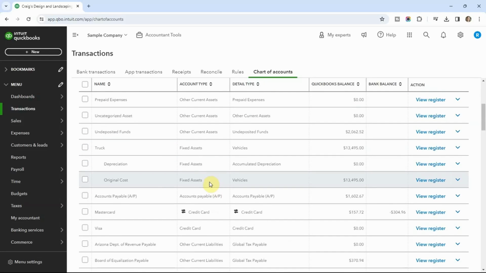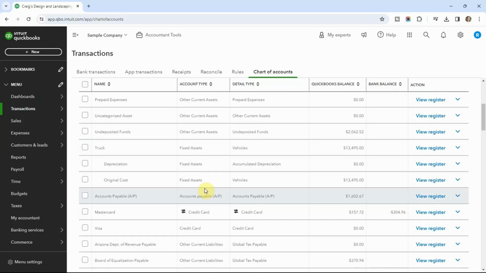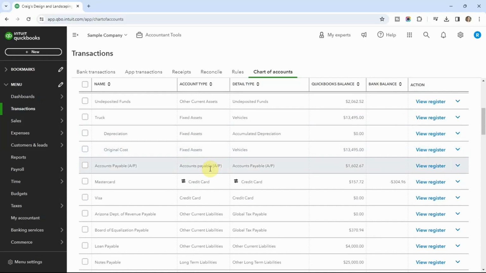And then there are assets. So this is, again, another type of account. This is the big list of all the accounts. So you have an asset that is a truck. So anything to do with the truck, you're going to put in there. Not anything to do with it, but the main truck purchase is going to go in there.